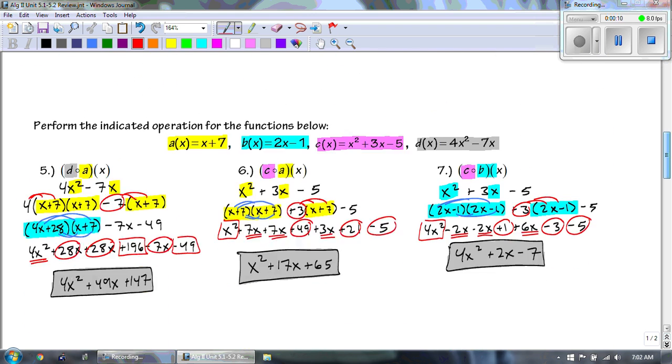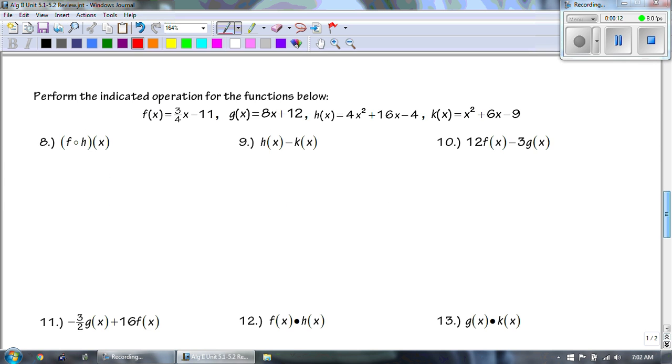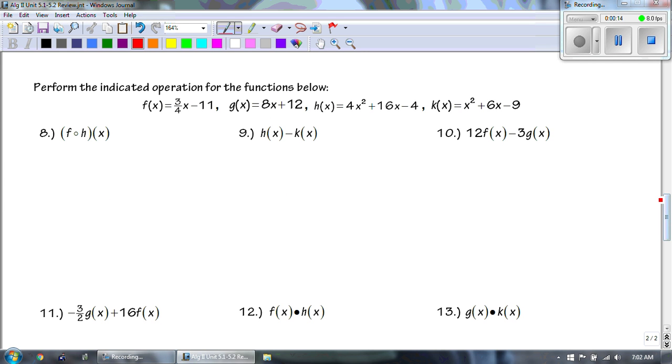So we've already done the front side. If you have any questions on that, go back and watch it. Okay, so for number 8, 9, 10, 11, 12, 13, it says to perform the indicated operation for the functions below. So we have f of x, g of x, h of x, and k of x. So the first one is saying find f of h of x.